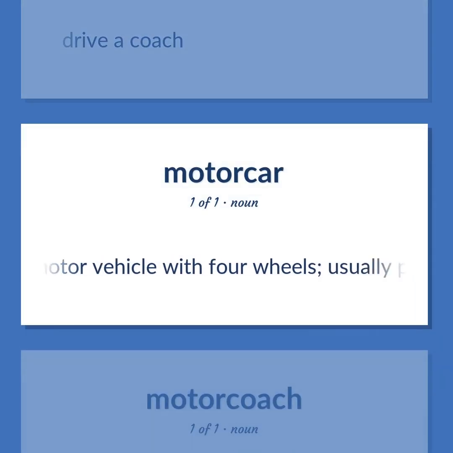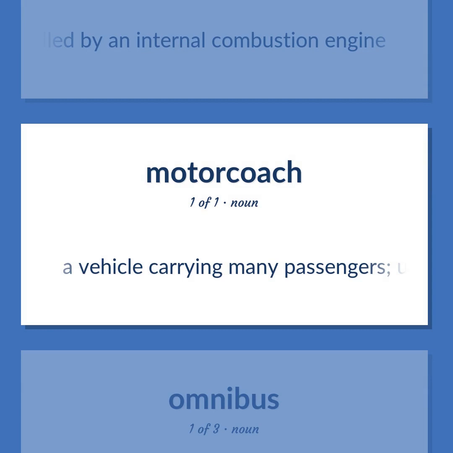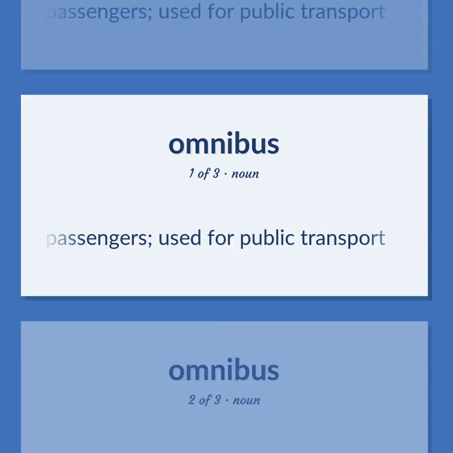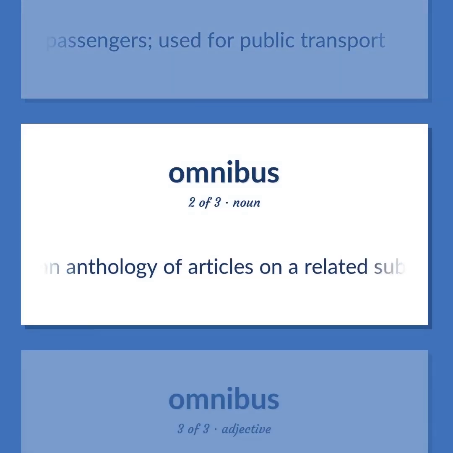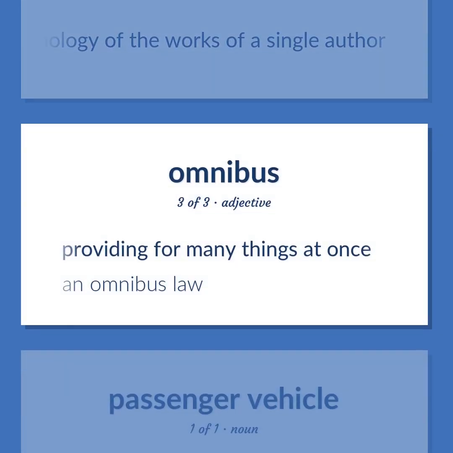A motor vehicle with 4 wheels, usually propelled by an internal combustion engine. A vehicle carrying many passengers, used for public transport. An anthology of articles on a related subject or an anthology of the works of a single author. Providing for many things at once. An omnibus law.